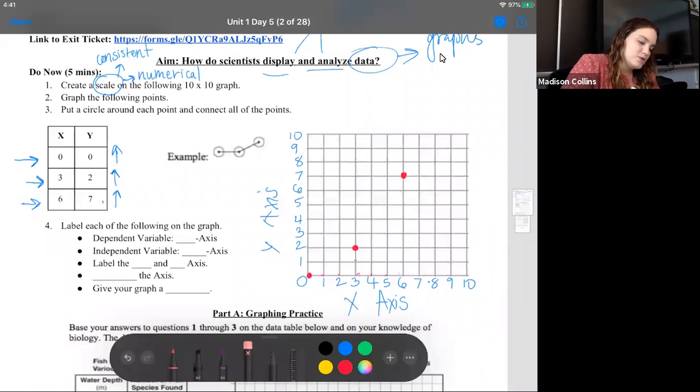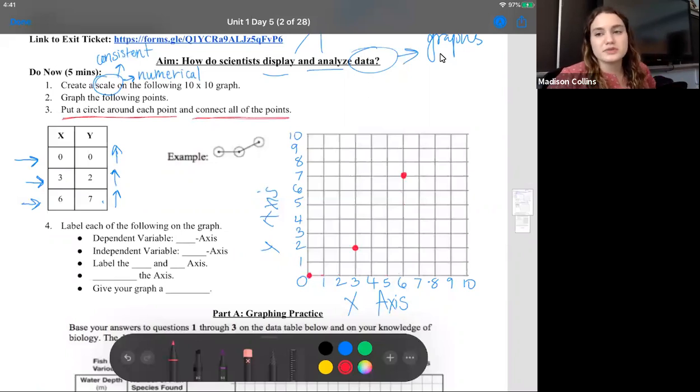Now, something super important that you always need to do for your Regents exam is you need to put a circle around each point and connect those dots. This is the only way to ensure you receive maximum credit on those Regents graphs. So we're going to place a neat circle around each of our points, and then you're going to connect them using a straight line. So your graph should look something like this on your paper.